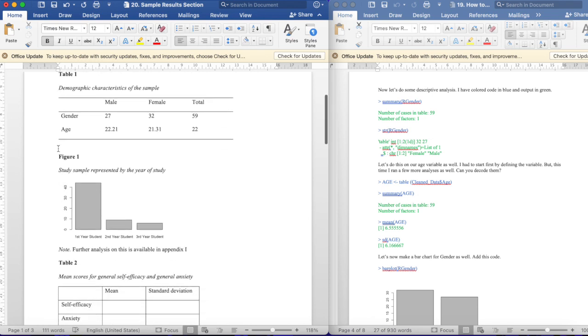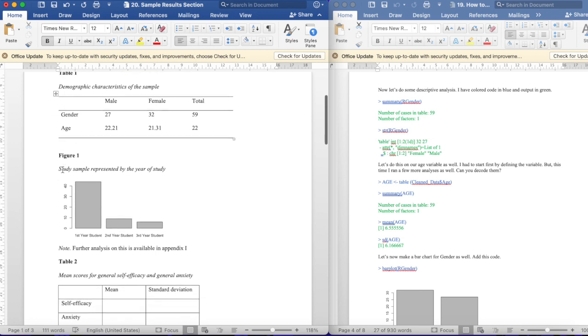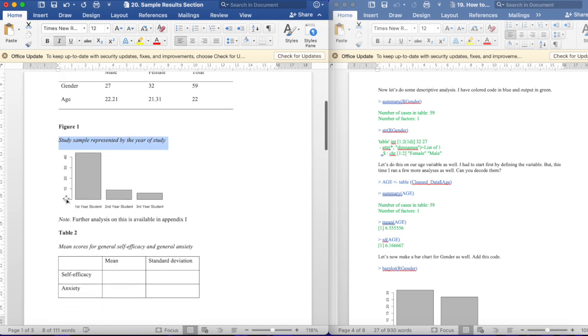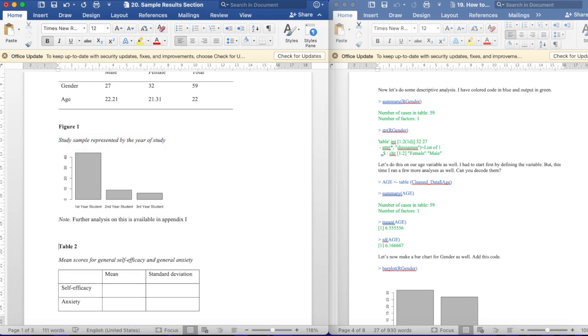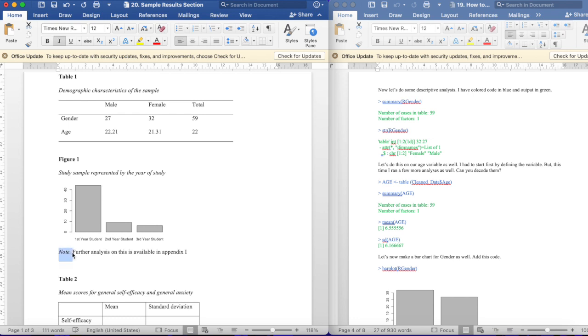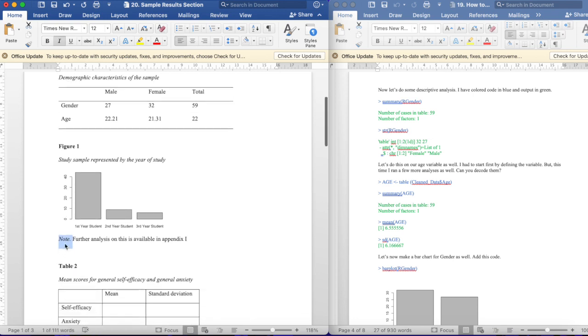Now here, I have a figure once again. So the same format I have here, let's say Figure 1, I have bolded it, study sample represented by the year of study. Now in this study, I have roughly about 40 plus first year students, about 10 second year students, and less than 10 third year students. Here, immediately after the figure, I have put a small note. You can actually do this in APA format as well. So this note followed by a small period, I have put them in italics, and then I have written in normal writing format. Further analysis on this is available in Appendix 1.